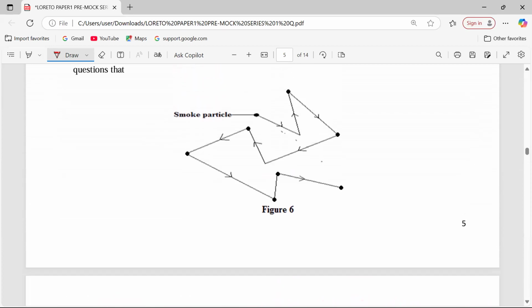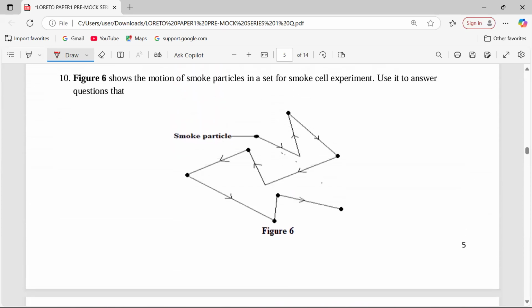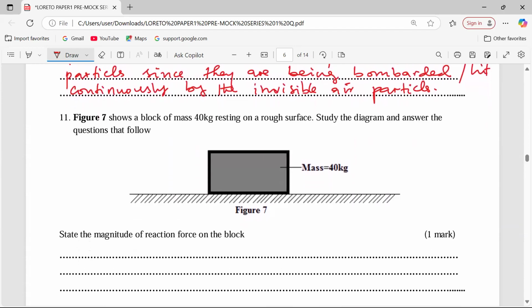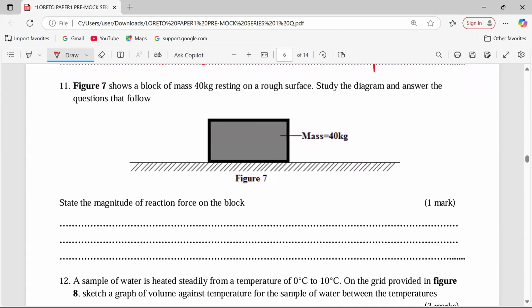So in the smoke cell experiment, we shall have smoke cells being put in the smoke cell apparatus, whereby there are air particles there, then they are illuminated for some observations to be made clearly, and we usually say that there are invisible air particles which are in a constant random motion. Now, when you introduce the smoke cells, they will also be observed to be in a constant random motion. They are in a constant random motion because they are being hit randomly by invisible air particles, which are also in a constant random motion. So they set the smoke particles also in a constant random motion. Number 11.